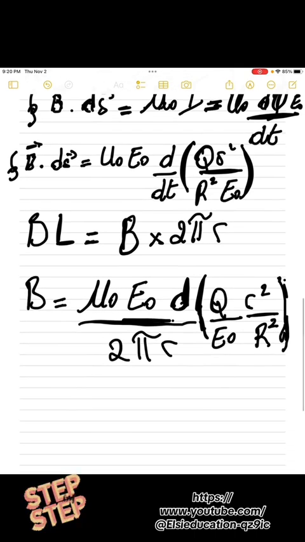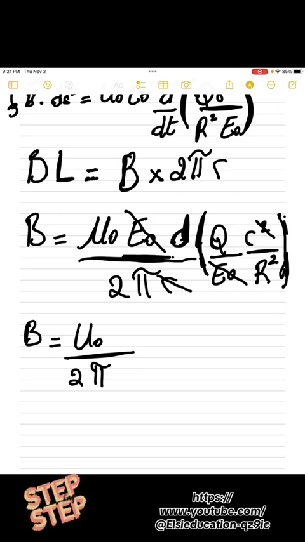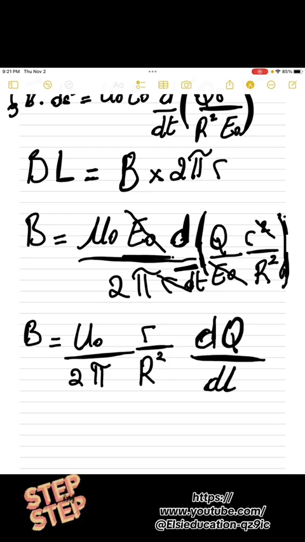So there are two things that are going to be cancelled out: the constant here and one of the radii here. So the magnetic field is going to be equal to the constant divided by 2π, multiplied by the radius divided by the radius of the plate squared, and don't forget this is divided by time, so this is the derivative of the charge divided by the derivative of time.